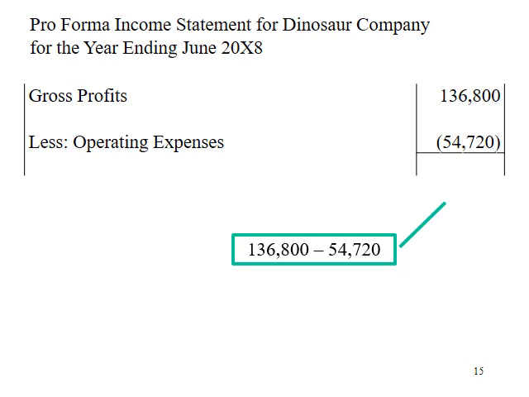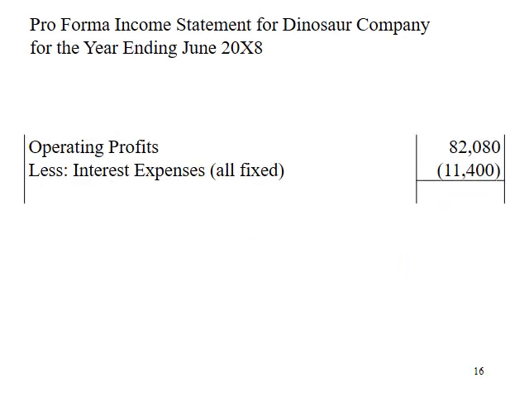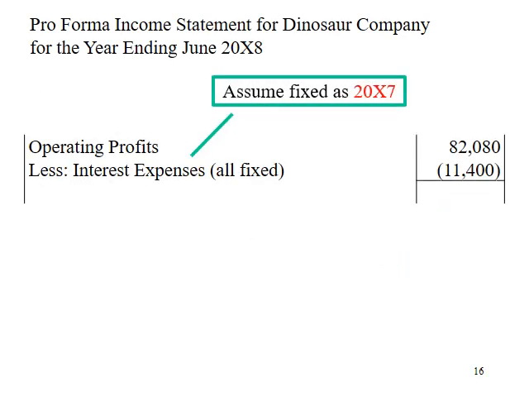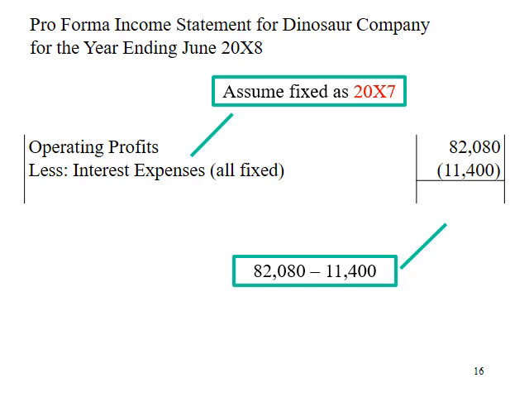$136,800 minus 54,720 gives you the operating profits 82,080. We assume that the interest expense is fixed and the same as 20x7. 82,080 minus 11,400 gives you net profits before taxes 70,680.